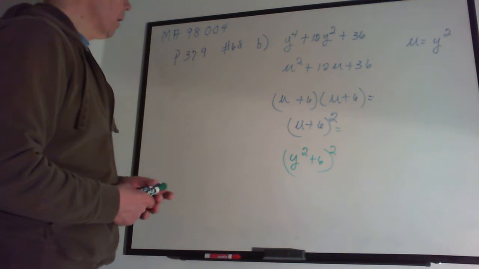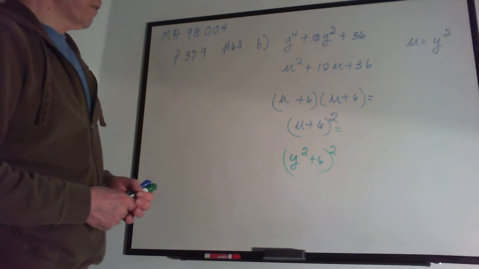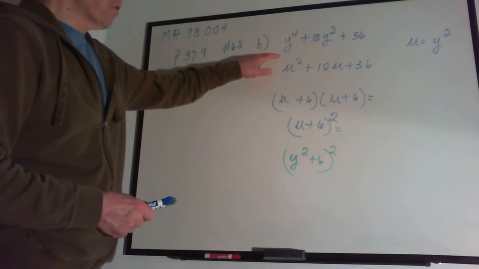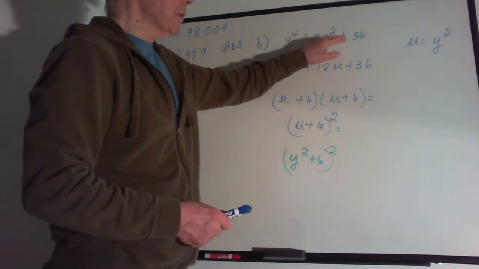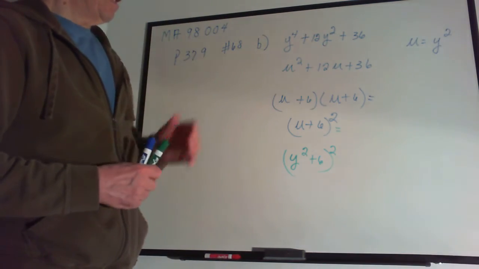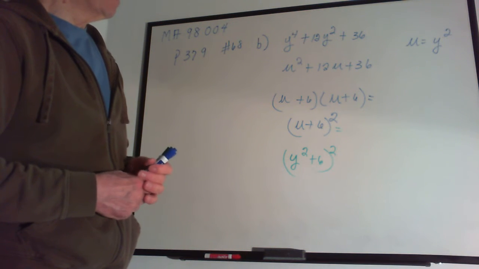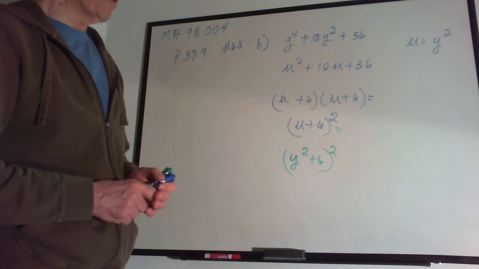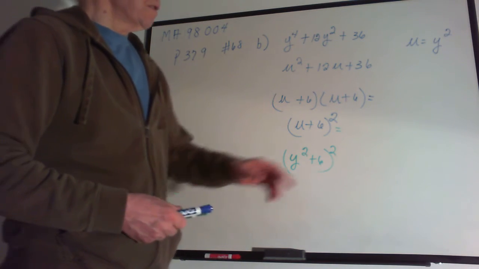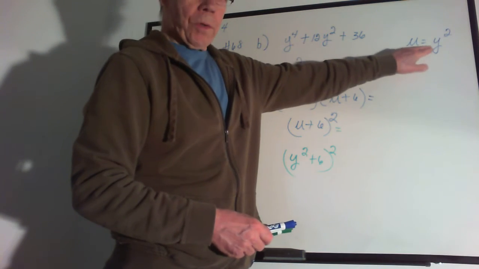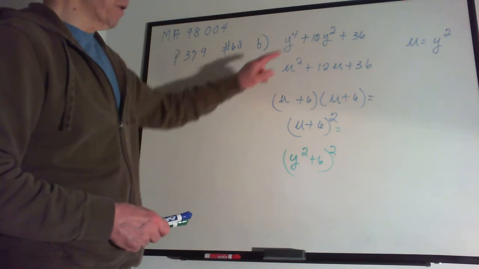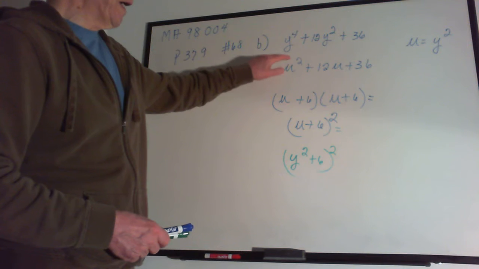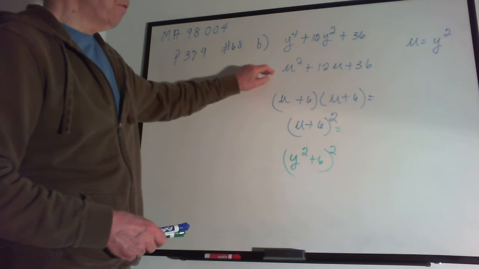Hello. Okay, page 379, number 68, B. It says y to the fourth plus 12y squared plus 36. And you can factor this as it is, but I want to teach you a technique called substitution. So I'm going to say that u equals y squared, and then I'm going to substitute it in. So u squared will equal y to the fourth.